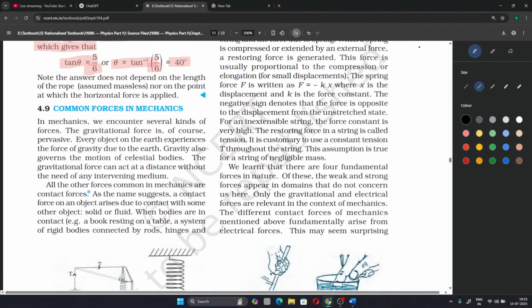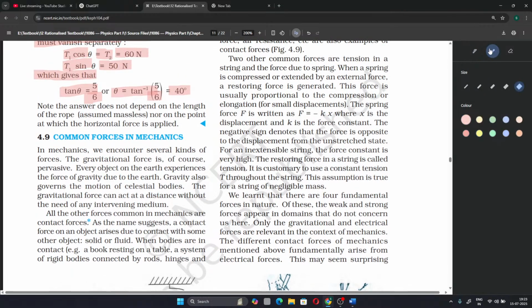Okay. And basically from this we can say the answer does not depend on the length of the rope, which is assumed to be massless. If the rope had a mass, it would have influenced. But if it doesn't have a mass, it will be independent no matter how many kilometers the length of the string or the rope is. If it is massless, it doesn't matter, nor on the point at which the horizontal force is applied. No matter which point the horizontal force is applied, it doesn't matter.